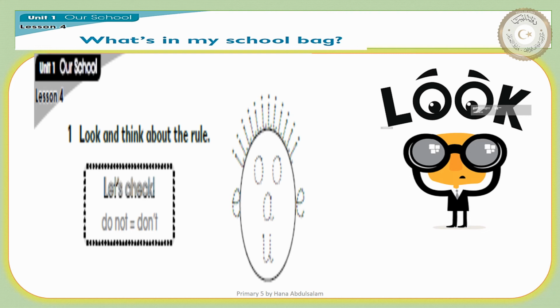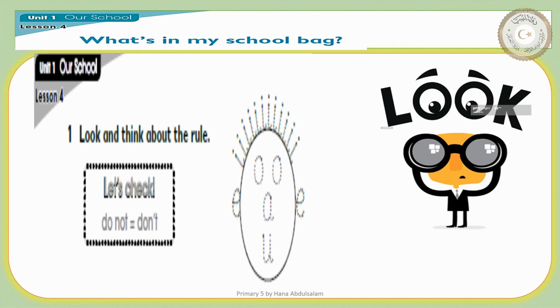So let's check. Do you still remember the rule? We need to look and check. Now, about the rule, can we read these two words? Do not, don't. Here we can see an apostrophe. We write it when we are going to make contractions.